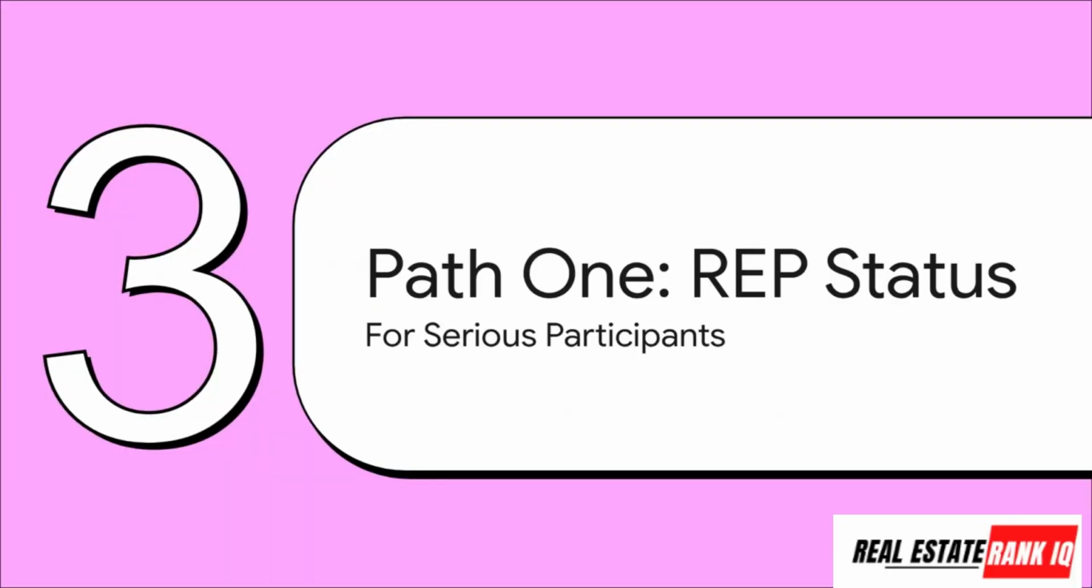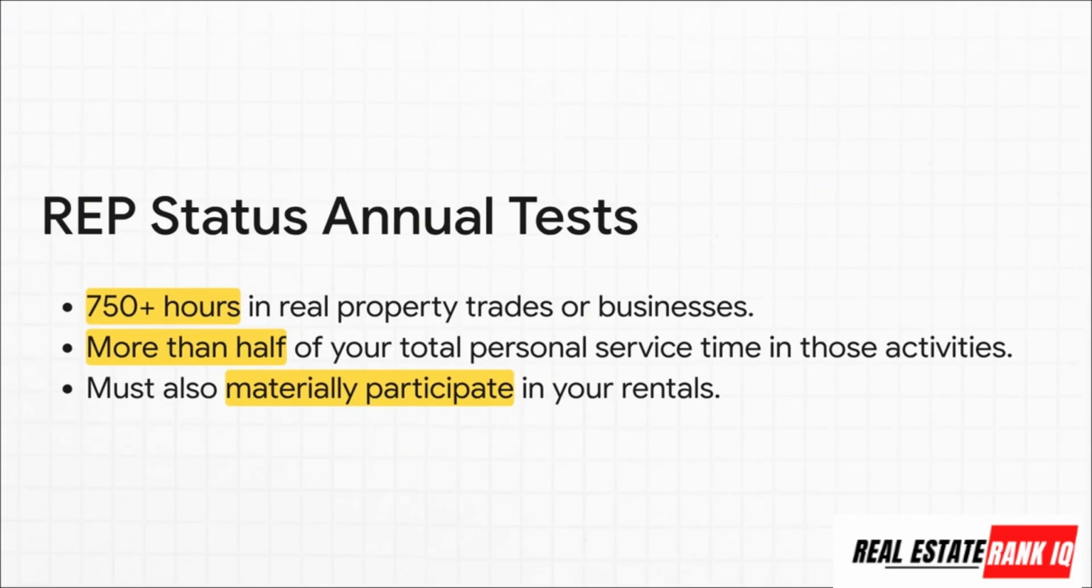This is a specific tax designation from the IRS, and you have to prove you qualify by meeting some really strict tests every single year. So how do you qualify for REP status? You've got to pass 2 big annual tests. Test number 1, you have to perform more than 750 hours in real estate trades or businesses. That's a lot of time.